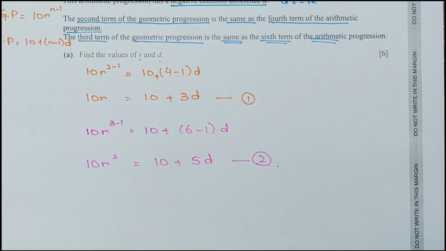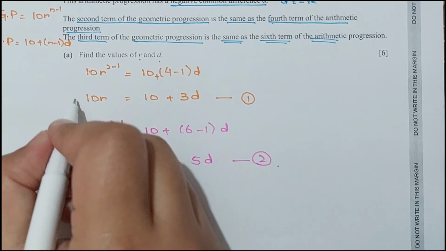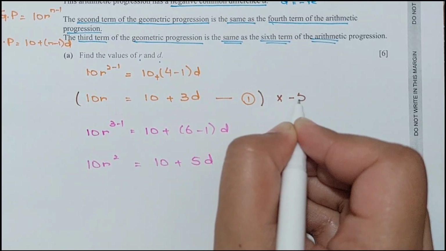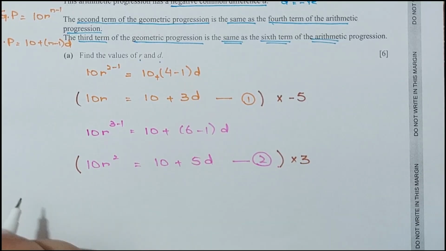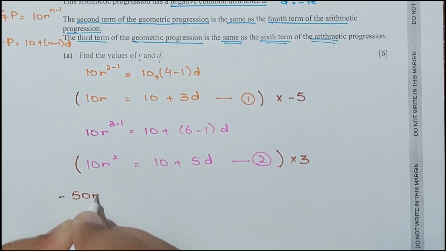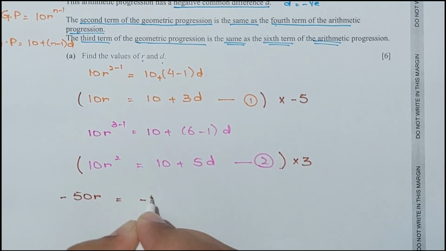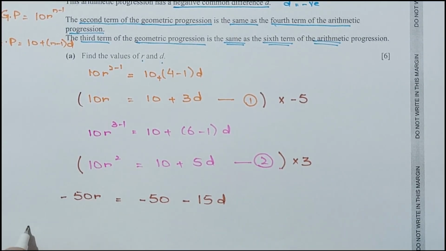Let me get rid of d, because this is r and this is r². If we multiply the first equation by minus 5 and the second equation by 3, we get opposite coefficients, right? 5 times 10r is minus 50r equals minus 50, and 3 times 5 is 15, minus 15d. Then 3 times 10r² is 30r², equals 30 plus 15d.